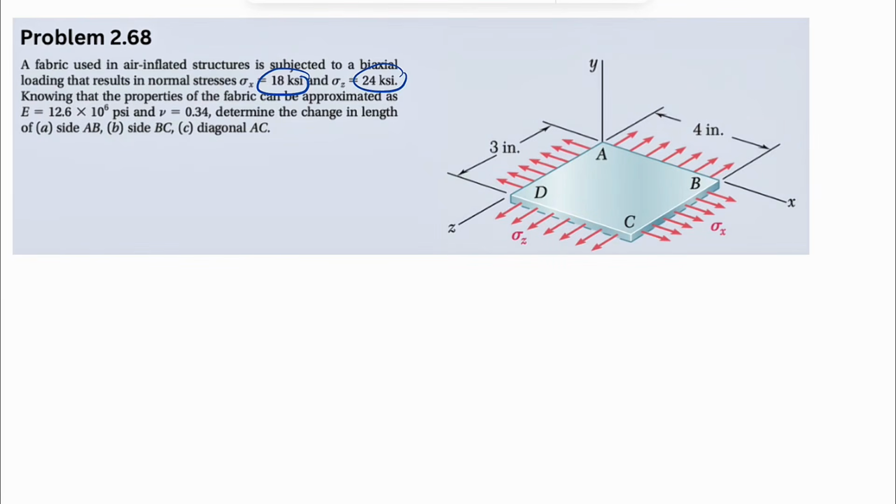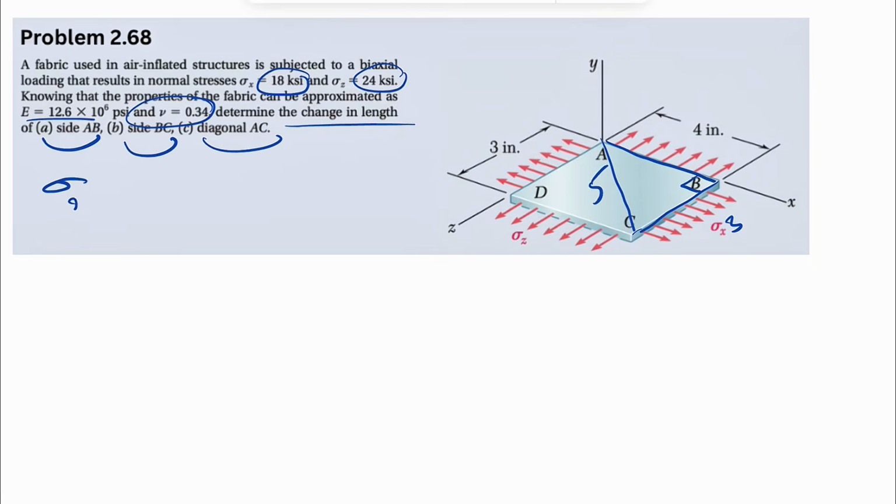Knowing that the properties of the fabric can be approximated as, we have the elastic modulus 12.6 times 10 to the 6, and the Poisson's ratio of 0.34. We need to determine the change in length in three different conditions: side AB, side BC, and the diagonal AC. We have a right triangle where this side is 4, this side is 3, and based on the Pythagorean theorem, the hypotenuse is the square root of 4 squared plus 3 squared, which is 5.